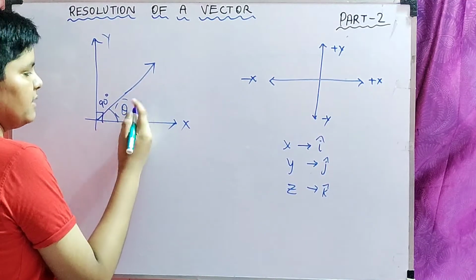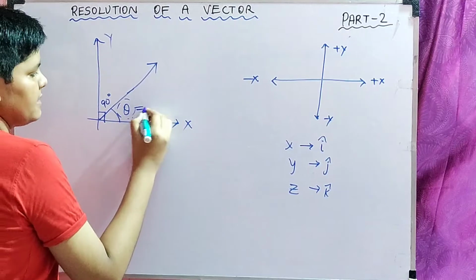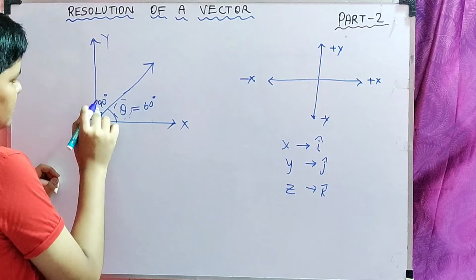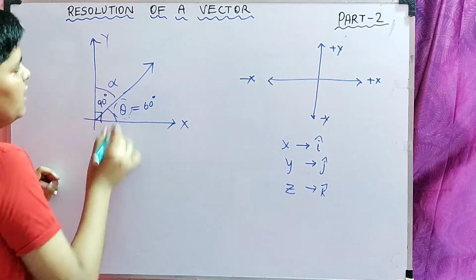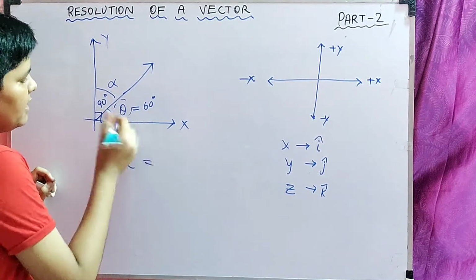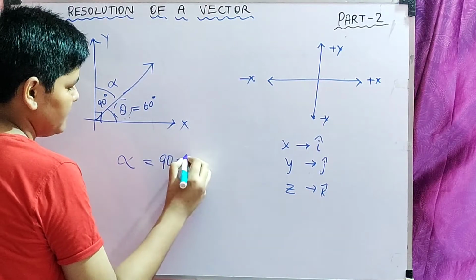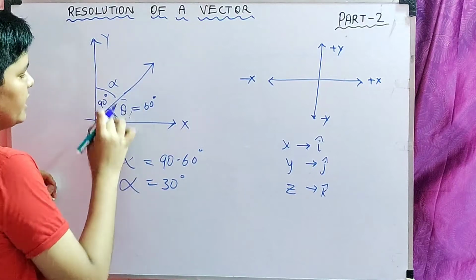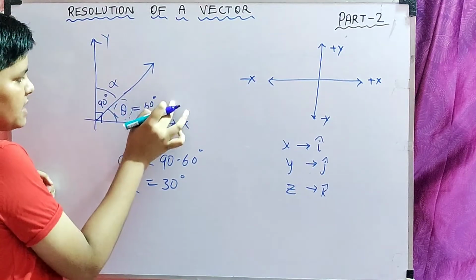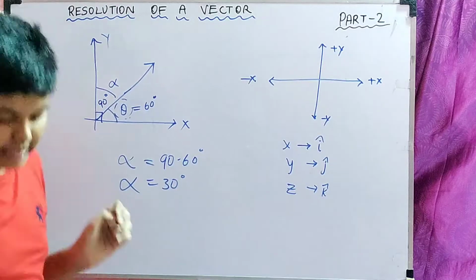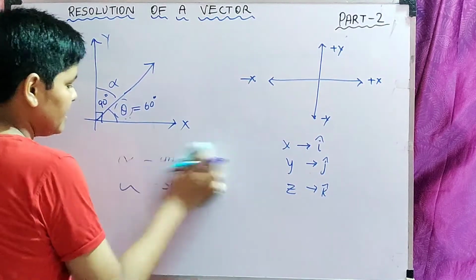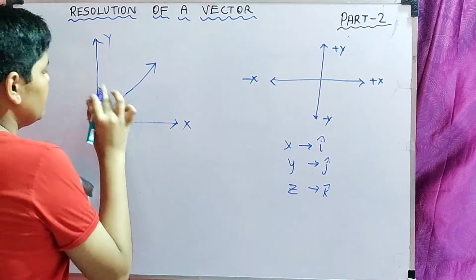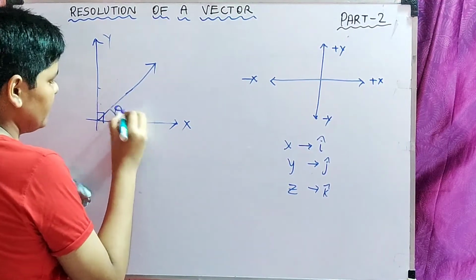If they give some value for theta, let's say 60 degrees, then this is theta, the total is 90 degrees, and let us take this as alpha. To find alpha, you need 90 minus 60 degrees, which gives you 30 degrees. Thus alpha equals 30 degrees. This value is 30 degrees and this value is 60 degrees; totally it makes 90 degrees. So to find the resolution of a vector, you first need to see where the theta is. In this case, our theta is over here.